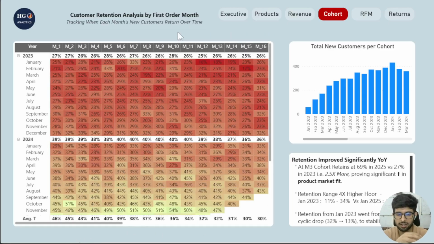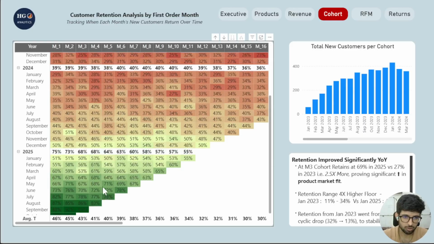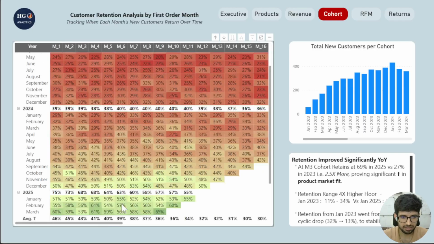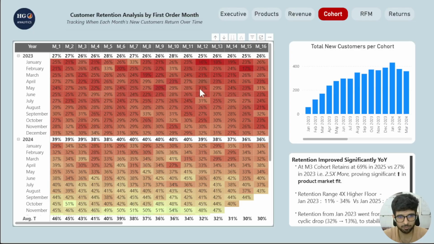Most businesses track how many customers they are acquiring. The smart ones track how many they are keeping. So this essentially is what this cohort shows. Every row here is when customers first purchased. Every column is months later when they appeared. So you can say the green means a large number of people have returned, red means a smaller number of people have returned.